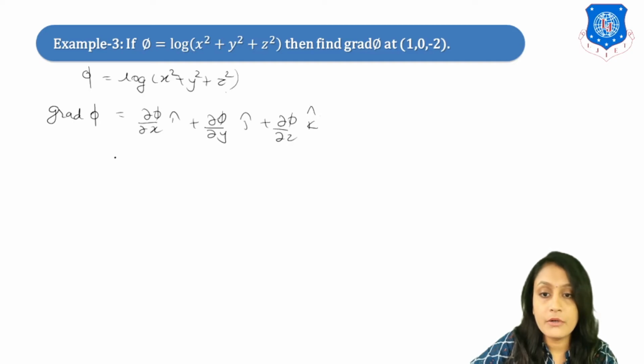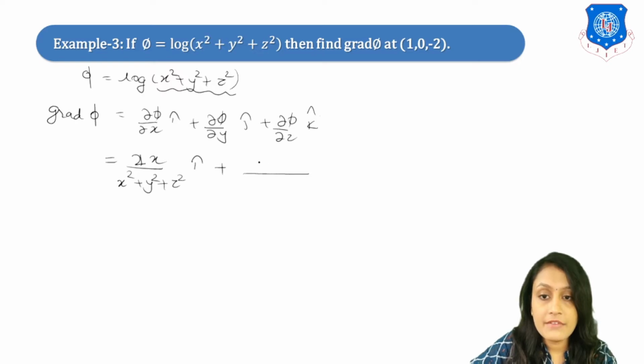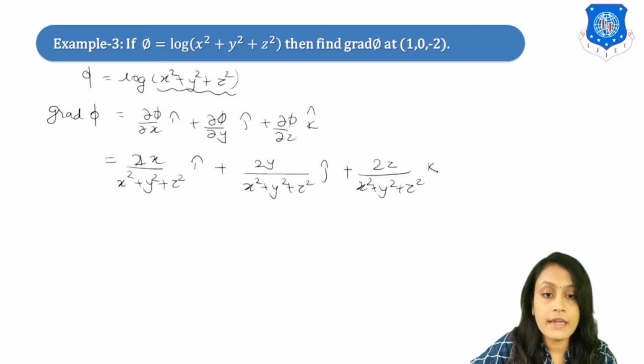k. Now just find the derivative with respect to x. So the derivative of log of (x square plus y square plus z square) is 1 upon (x square plus y square plus z square), and the derivative of this bracket with respect to x is 2x. So here we have 2x i. Similarly, here we have 2y upon (x square plus y square plus z square) j, and 2z upon (x square plus y square plus z square) k.